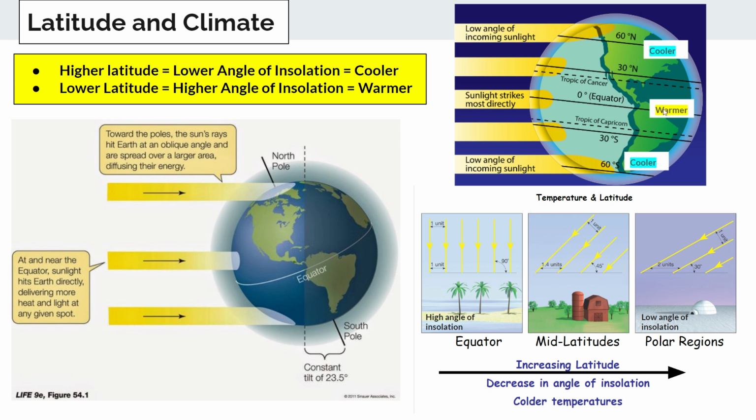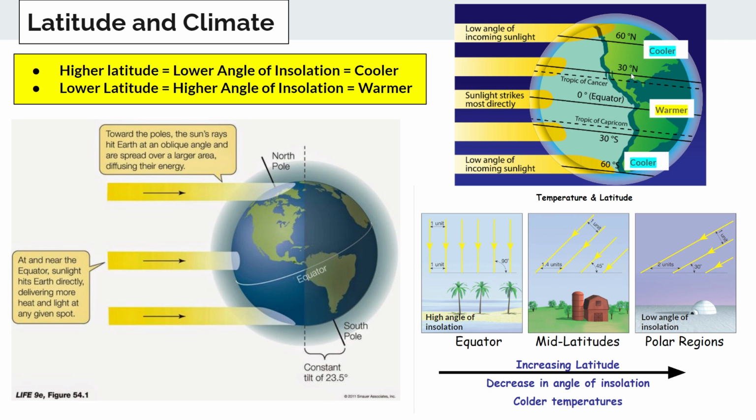But notice by the equator, it's warmer because the sun strikes most directly there. It's almost a 90-degree angle. These arrows are showing sunlight or the angle of insolation, right? By the equator, the sun is hitting at a 90-degree angle. This is your angle in relation to the surface of the earth, and that's why it's so intense there, and that's why it's so warm.